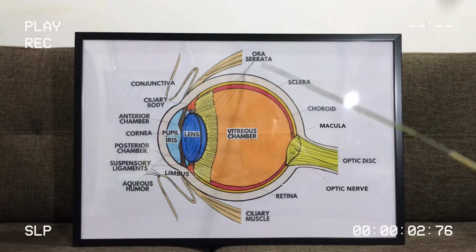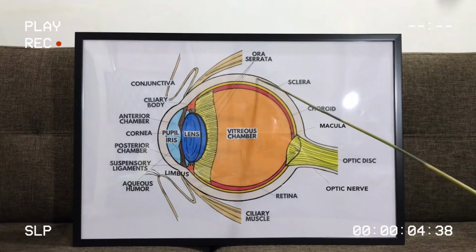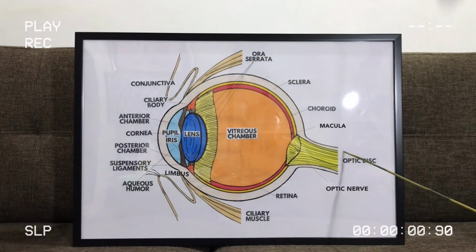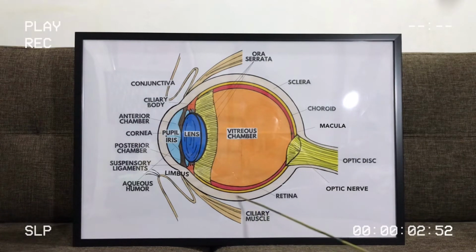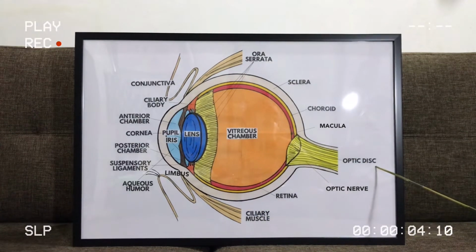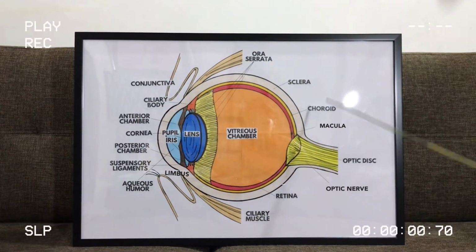Now we'll move on to the sclera. The sclera is the white outer wall of our eye. The tendons of the 6 extraocular muscles are actually attached to the sclera. The sclera is a strong layer made of collagen fibers, which helps maintain the shape of our eyeball and protect it from any injury.